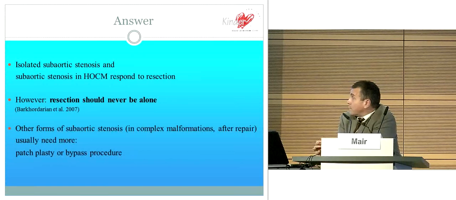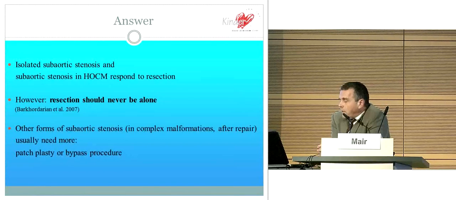Other forms of subaortic stenosis, especially in complex malformations and after repair, usually need more, either a patchplasty or a bypass procedure.